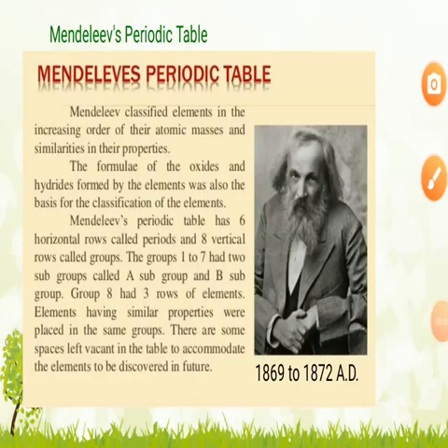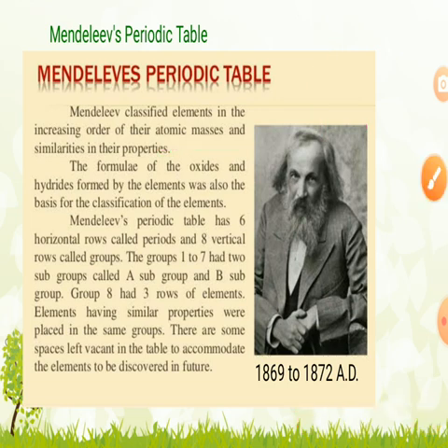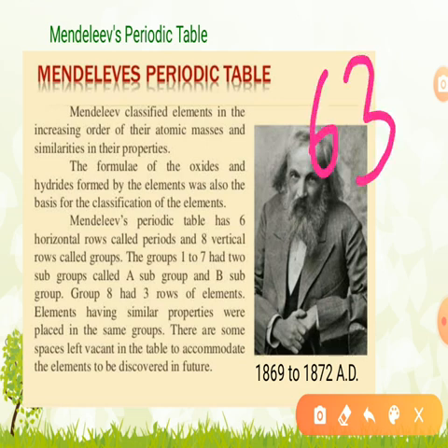See, now it is Mendeleev's periodic table. Even Mendeleev has arranged the elements in an increasing order of the atomic masses. He is a German scientist, and during the period 1869 to 1872 AD, there were a total of 63 elements discovered, and then he arranged these in increasing order of atomic masses in his periodic table.